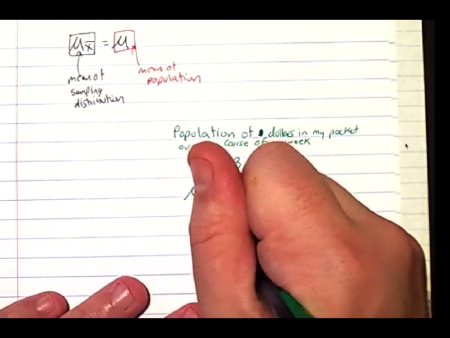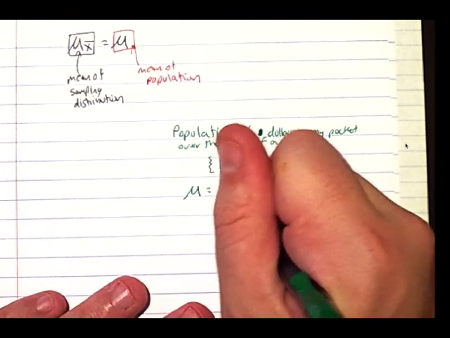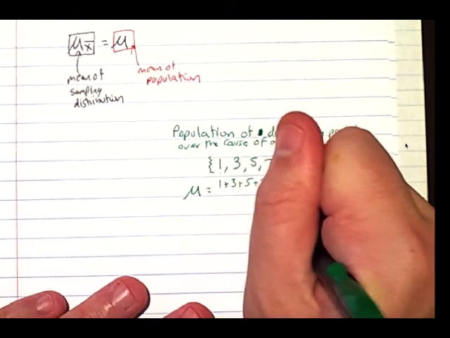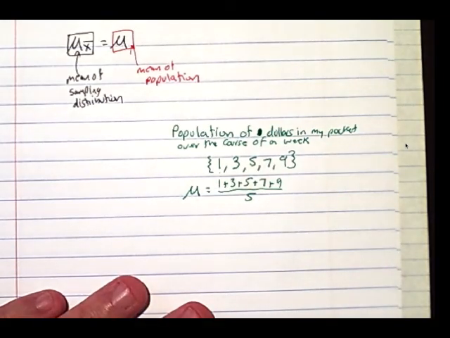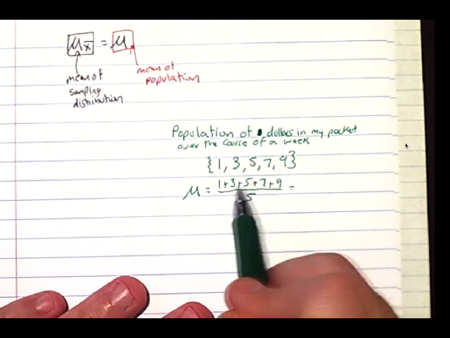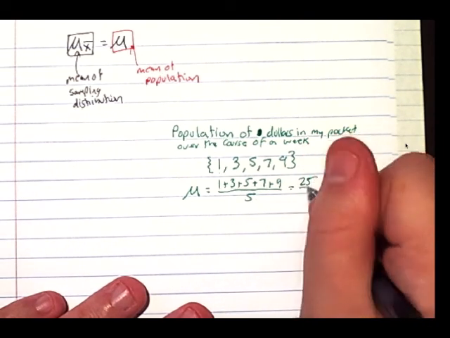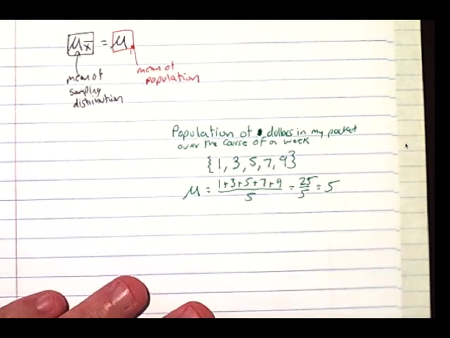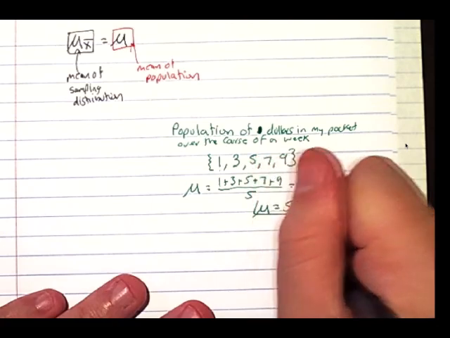If I wanted to figure out the mean, I would just add up all the values in my data set. And then since I have 5 of them, I would divide by 5. So if I add up these 5 numbers, 9 plus 1 is 10, 7 plus 3 is another 10, so I'm at 20 plus 5 is 25. 25 over 5 is 5. So therefore, the mean amount of money for the population is $5.